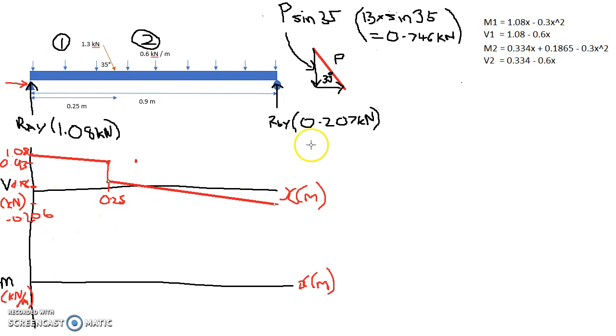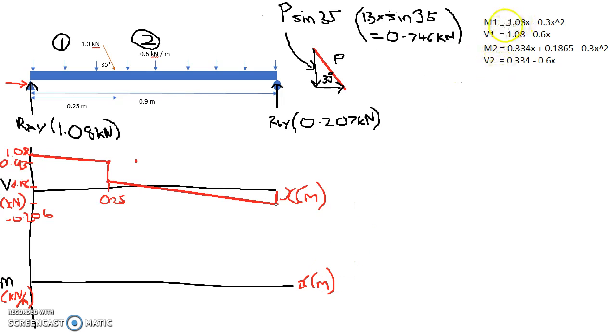This is 0.206, this is 0.207. Obviously there's been a little bit of a rounding error, but these two, if we add them up, they go to 0. So we go straight back up to 0 again. There's my shear force and bending moment diagram. Well, my shear force diagram done.